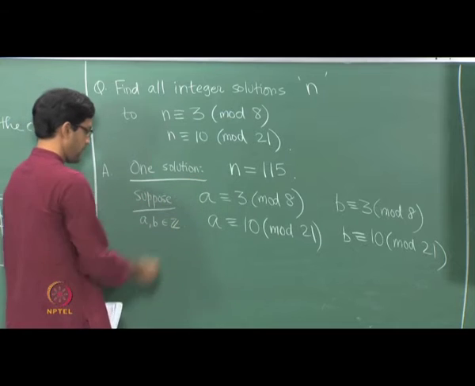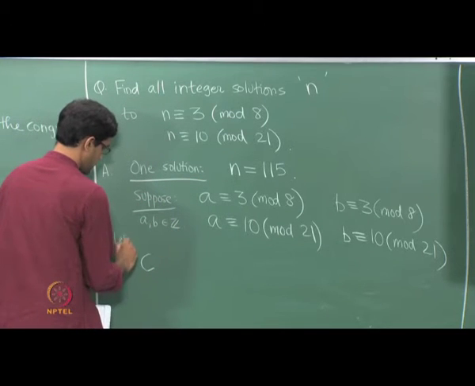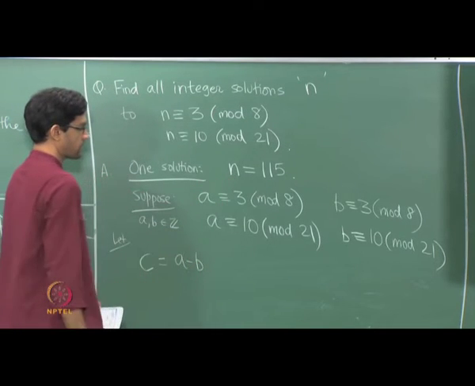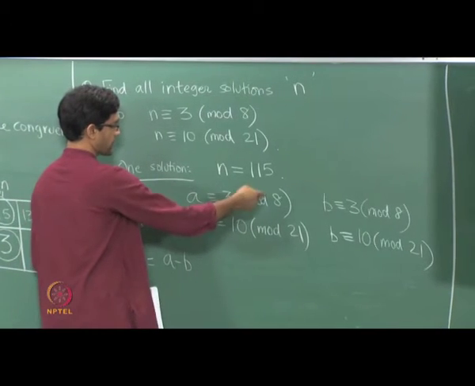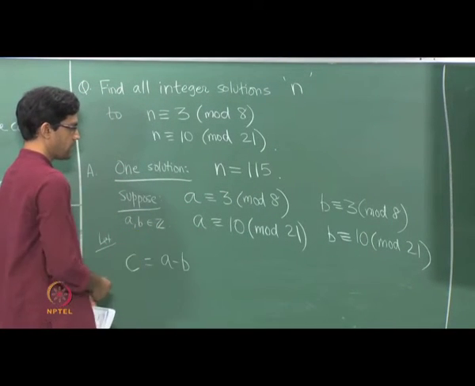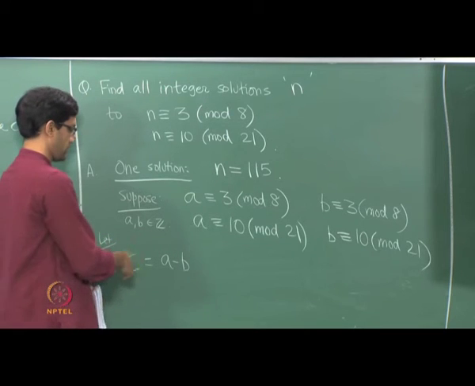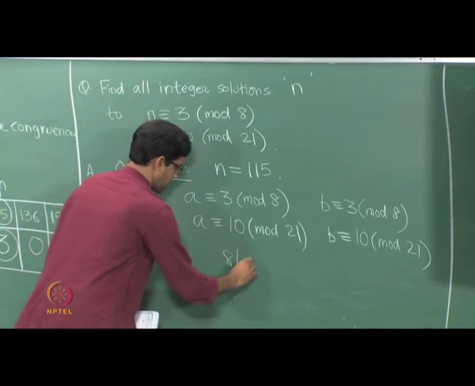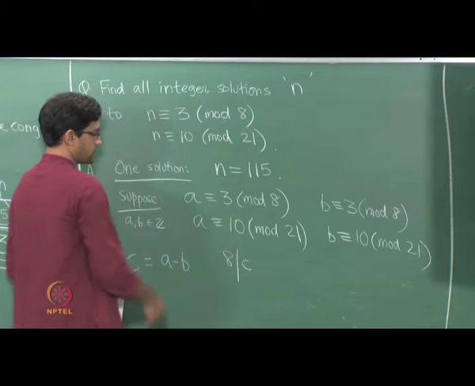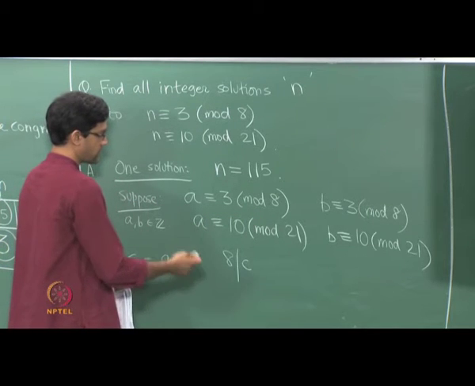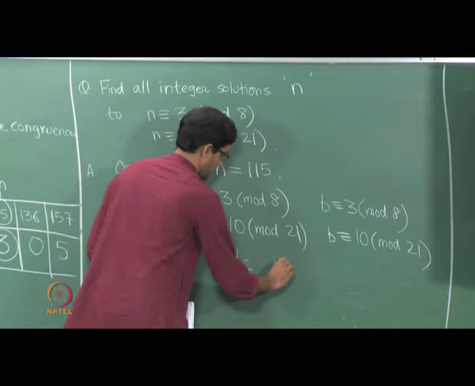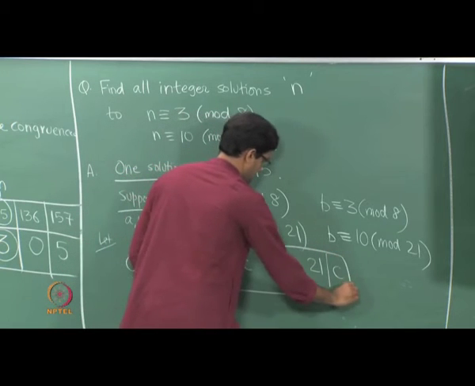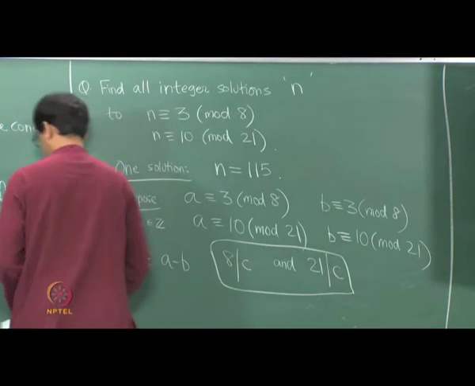Observe that if you subtract A minus B, let me call the difference C. Now what do these properties imply in terms of C? Since A and B leave the same remainder modulo 8, A minus B, as we observed last time, must be a multiple of 8. So 8 divides C. Similarly, A and B give the same remainder on division by 21, so A minus B must be a multiple of 21. So there are two properties that C satisfies: C is divisible by 8 and by 21.